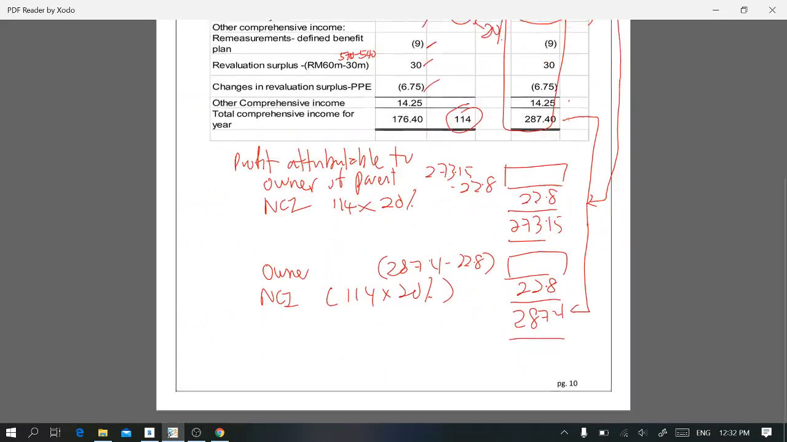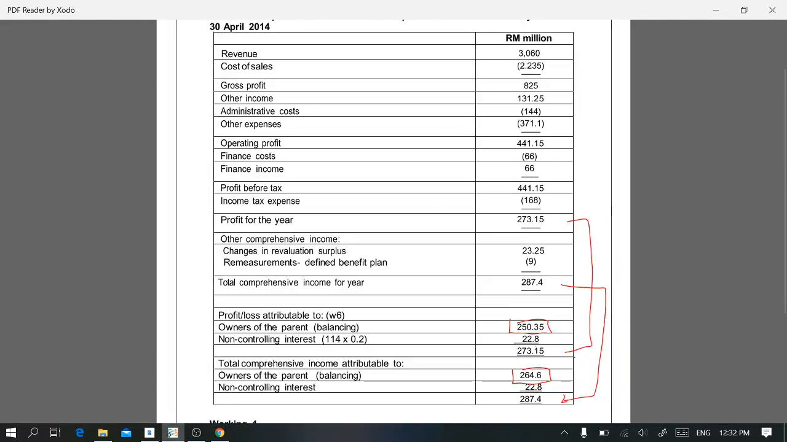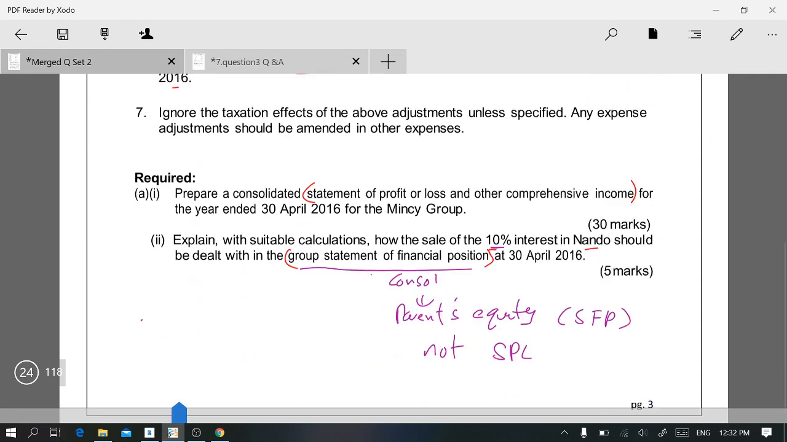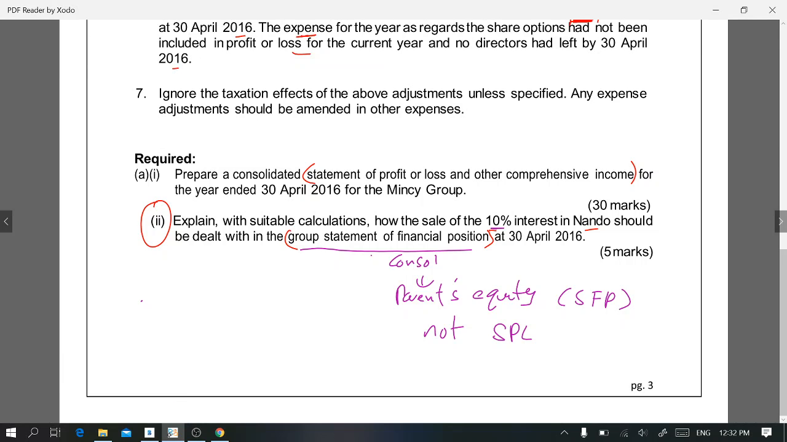now part 2 of the question is explained in another video. So this one is for consol purpose, and for consol purpose we only take the parent's equity and never show it in the SPL. So they ask what will happen in the parent's equity. That will be explained in the next video, another video.